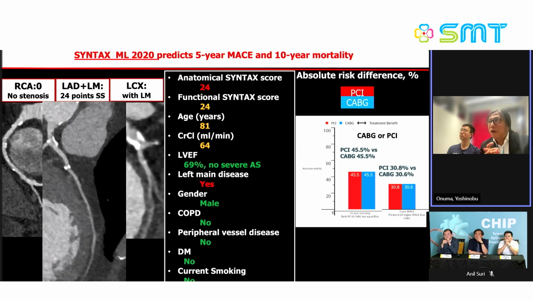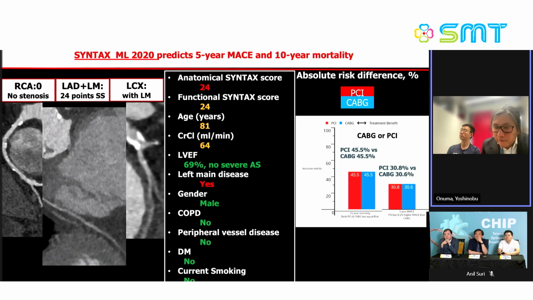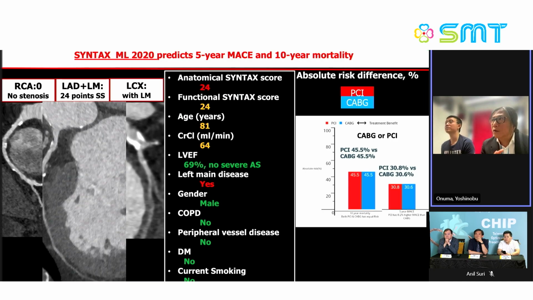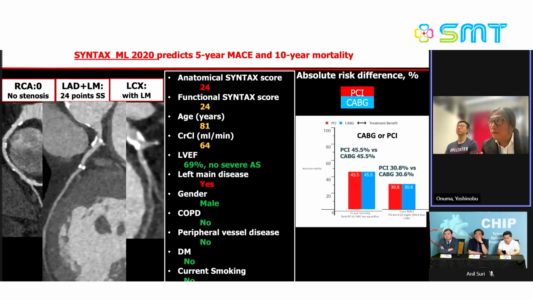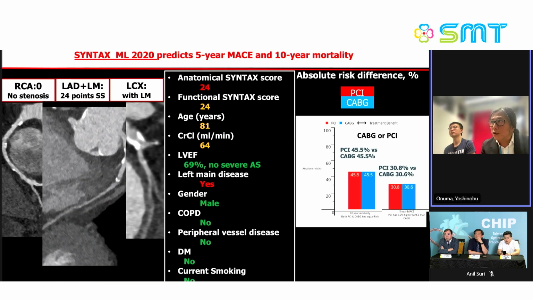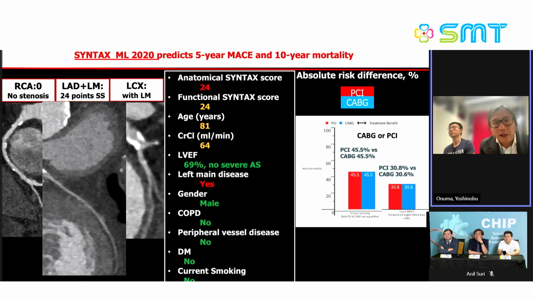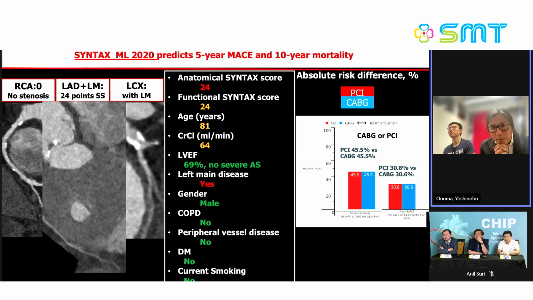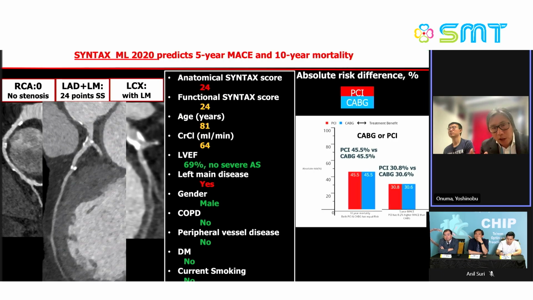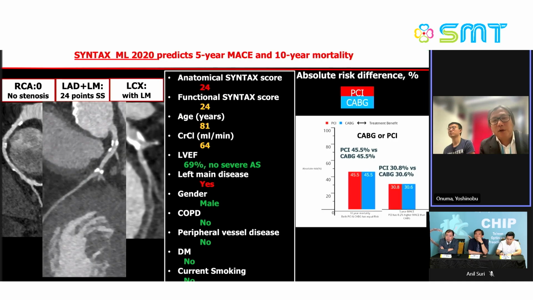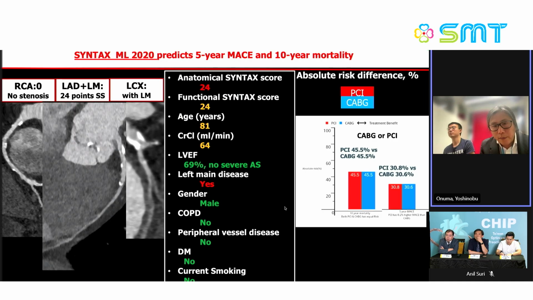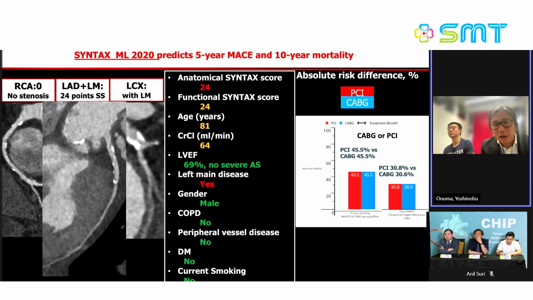So in this case, we have an anatomical syntax score of 24. Functionally, it's also significant, so the functional syntax score remained the same, 24. The patient is 81 years old, creatinine clearance 64 milliliter per minute, and the ejection fraction 69%. There was a left main disease, gender is male, COPD no, etc. So if you put these clinical parameters together with the CT-based syntax score, you could calculate the 10 years mortality and 5 years event rate based on the PCI and CABG.